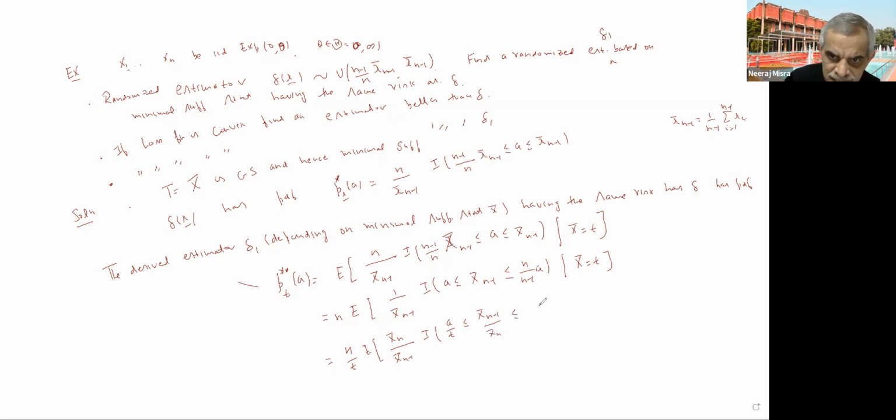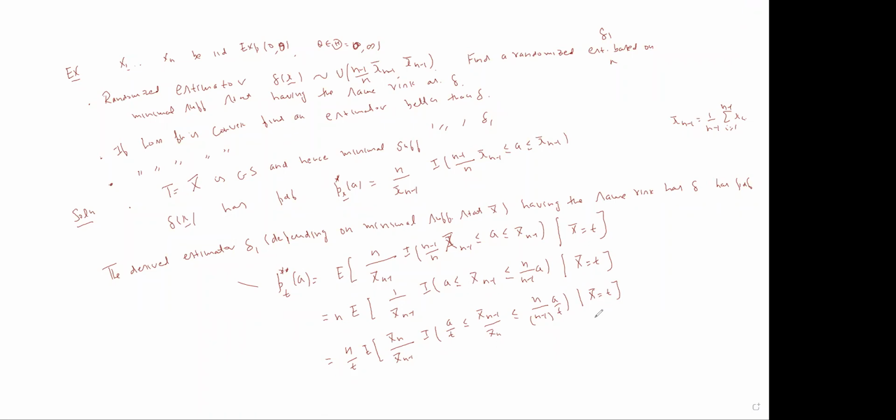This is the same as N upon N minus 1, A by T, given that X bar is equal to T. Any objections to what I wrote so far? Is that okay?